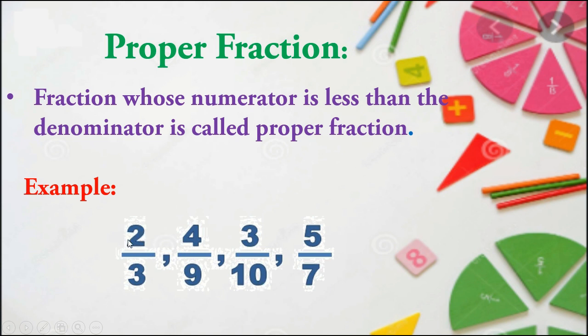In the first example, numerator is 2 and denominator is 3. Numerator is 4 in the second example and denominator is 9. Similarly, in the third example, numerator is 3 and the denominator is 10. And in the last example, numerator is 5 and denominator is 7. So, all these are the examples of proper fraction because their numerators are less than the denominators.